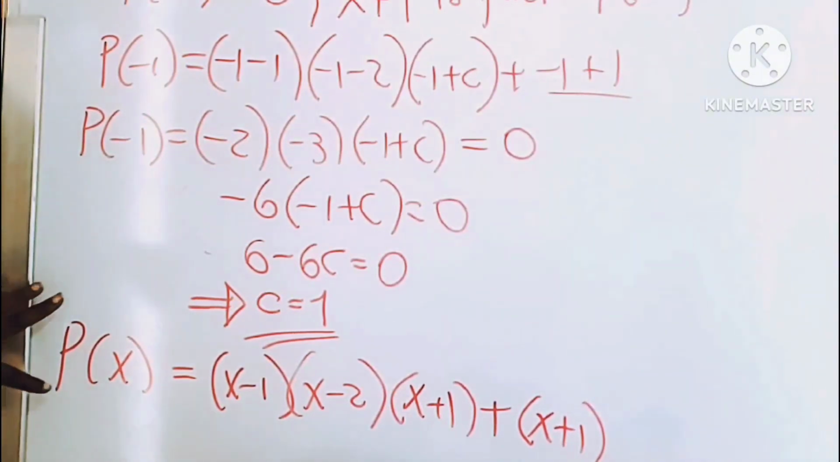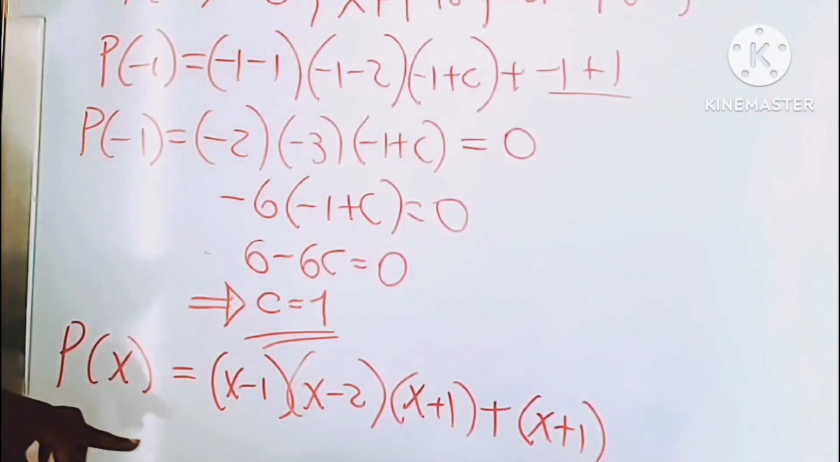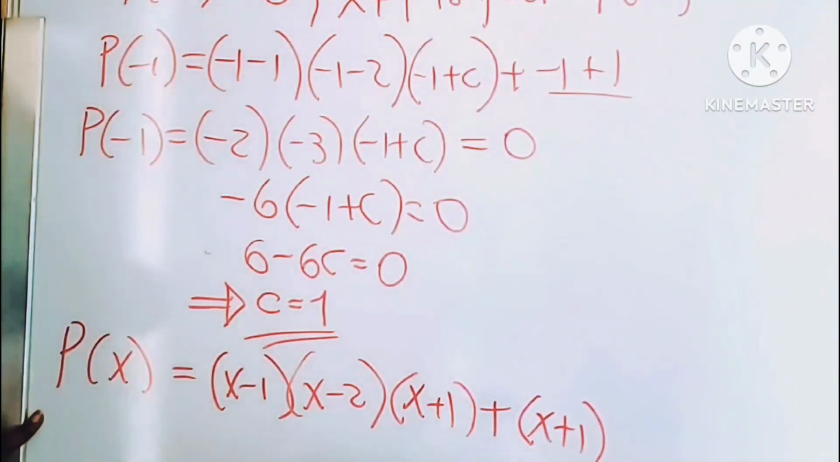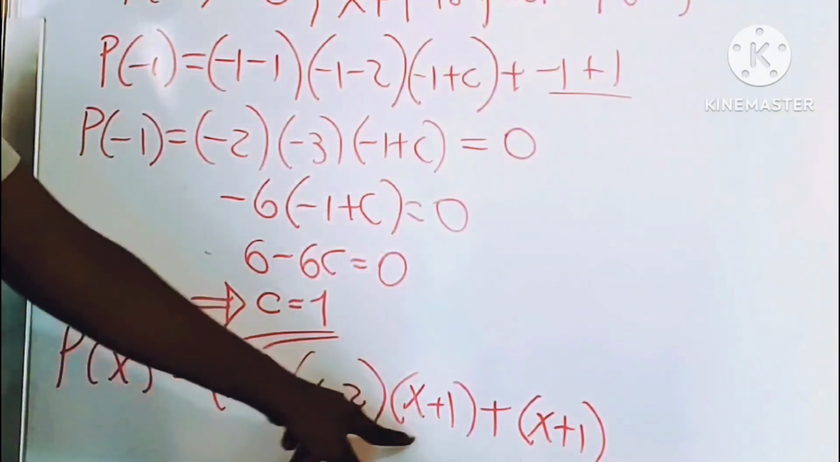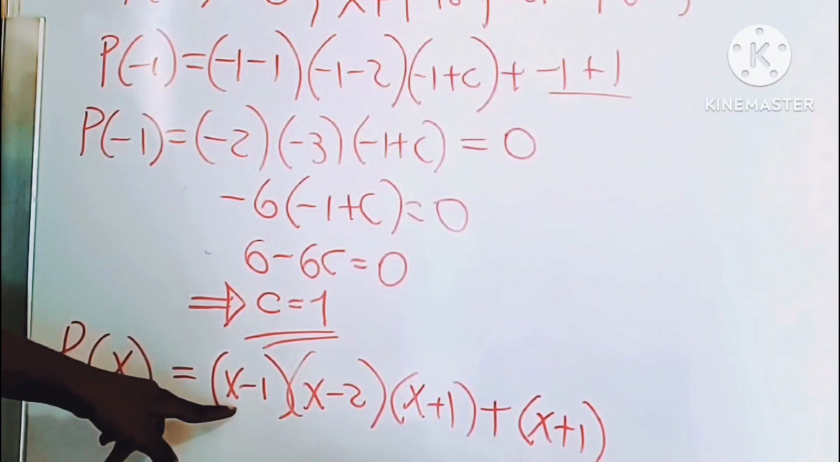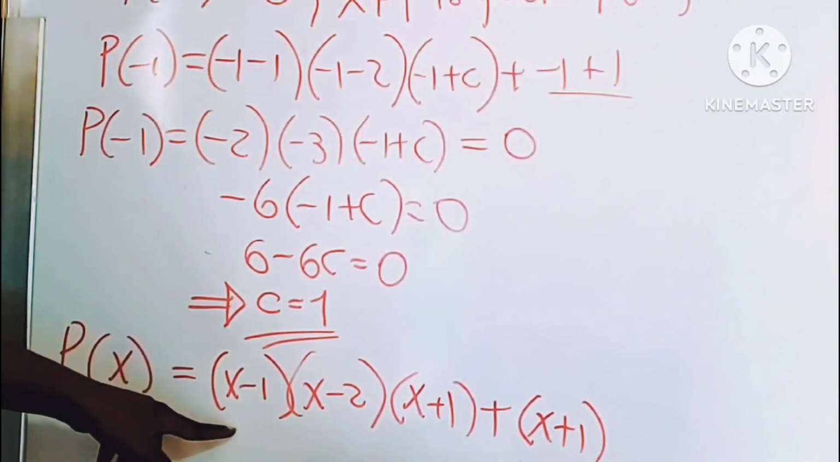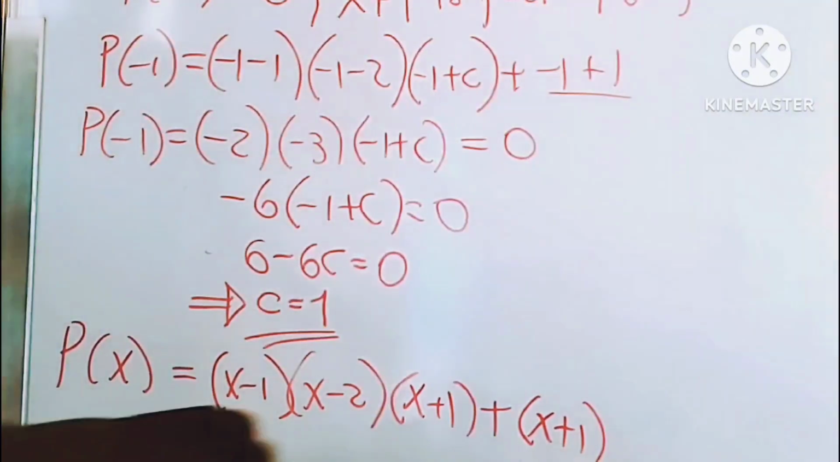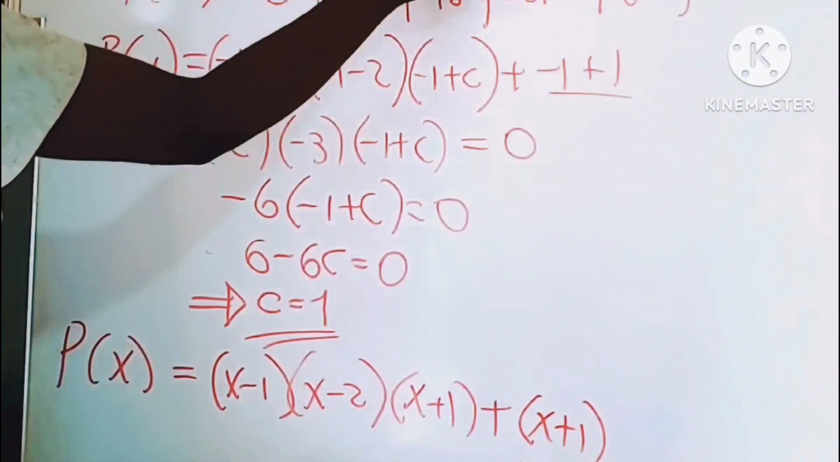For us to confirm this answer, by the way, the question says that P of X is a polynomial of degree 3 and the coefficient of X cubed is unity. If you open up this, you realize that you have X cubed with a coefficient of 1. Okay, let's go ahead and look at the B part of our question.